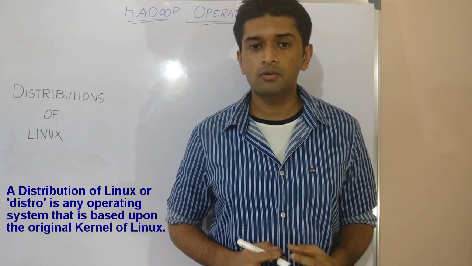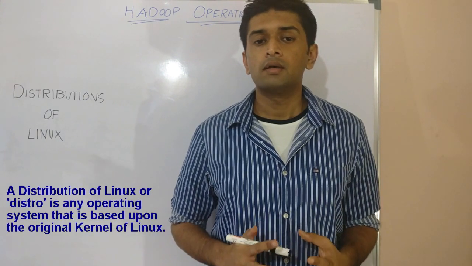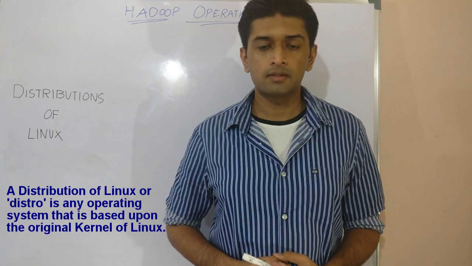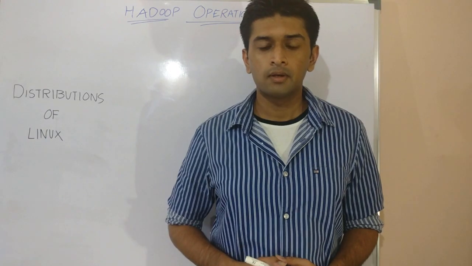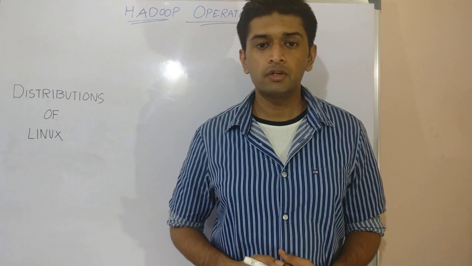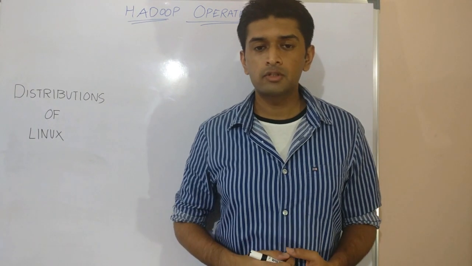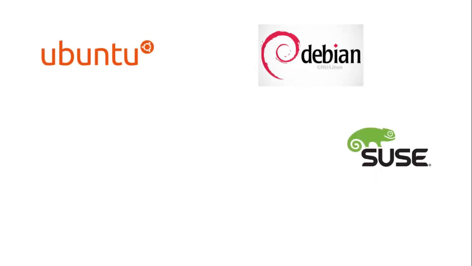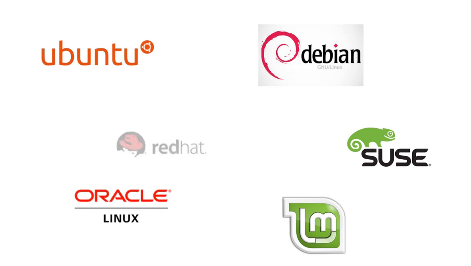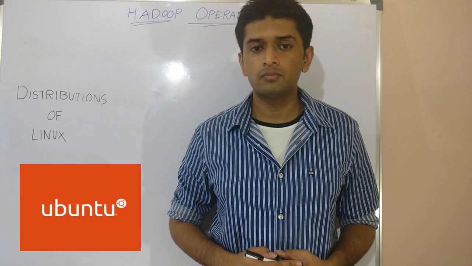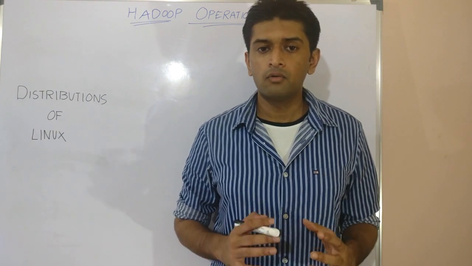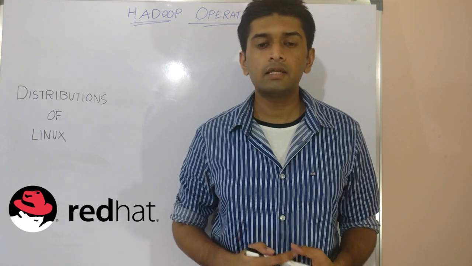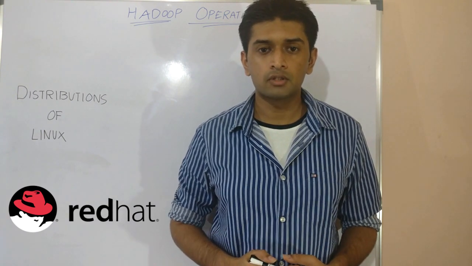A distribution of Linux, or distro, is any operating system that is based upon the original open source Linux kernel. Just like Hadoop, there are many distributions or flavors of Linux available, each customized and bundled with different features and packages. Some well-known distributions you might encounter are Ubuntu, Debian, SUSE Linux, Linux Mint, Oracle Linux, Red Hat, etc. Ubuntu is well known amongst desktop users and for small-scale deployments for development and testing. Red Hat Enterprise Linux, on the other hand, is widely used for servers and large-scale production deployments.